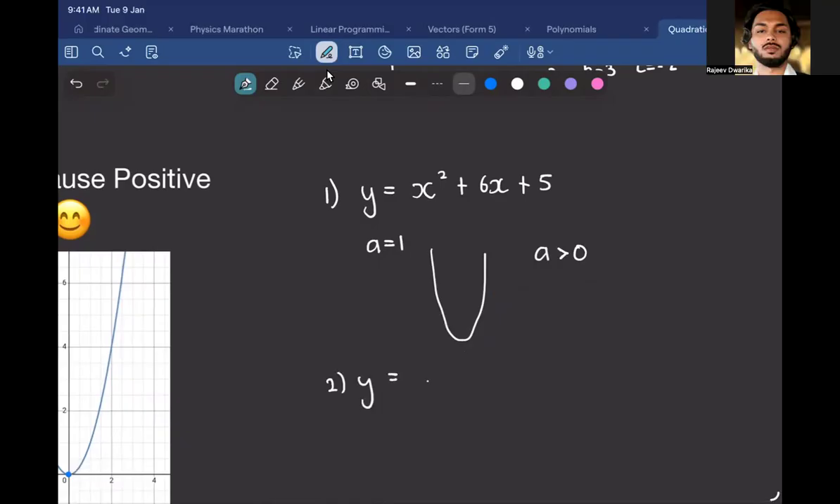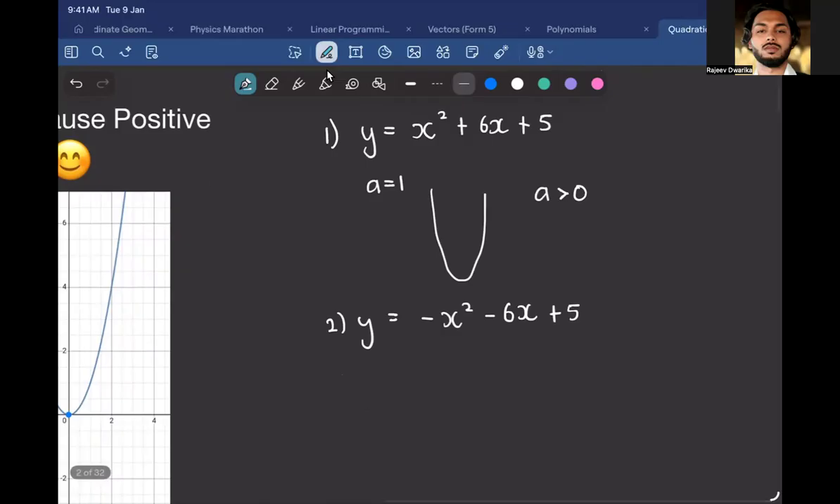Let me give you another example. Say we had minus x squared minus 6x plus 5. What is the number in front of x squared? Not 1. Negative 1. If you are negative, will you be smiling or frowning? Frowning. Right. So the general shape, if the coefficient of A is less than 0, is going to be like this. So we call this a maximum turning point.